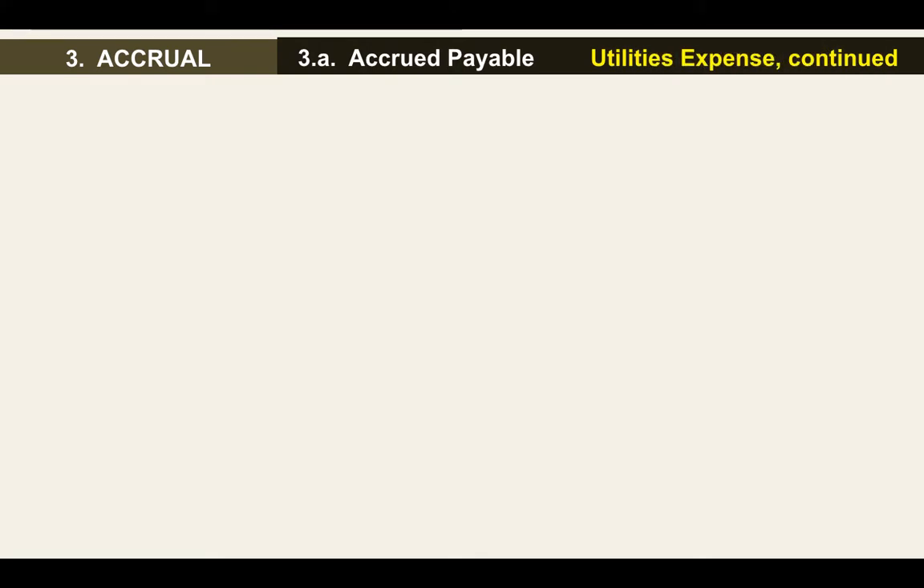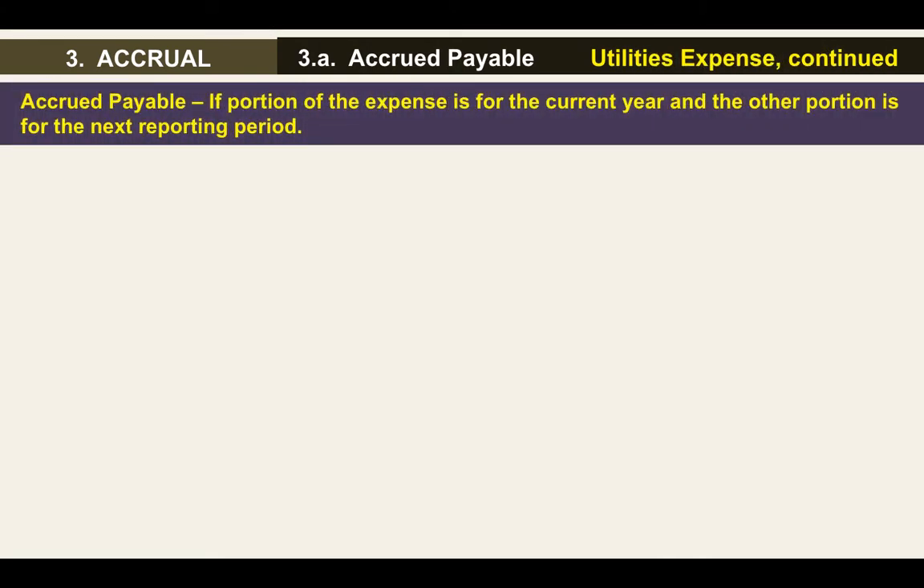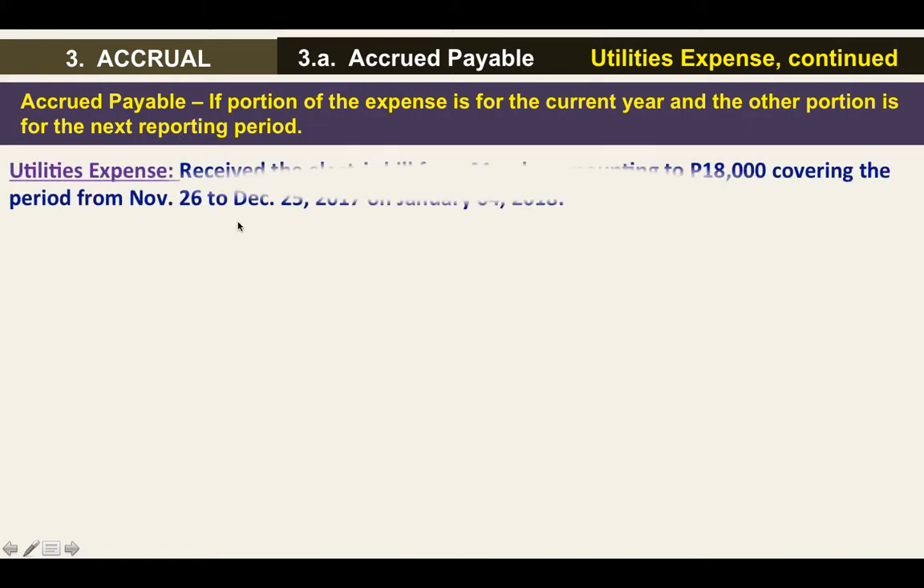And next is utilities expense, but at this time, we are going to illustrate the use of accrued payable. So accrued payable, if a portion of the expense is for the current year, and the other portion is for the next reporting period. Okay, this is our transaction from the previous slide.